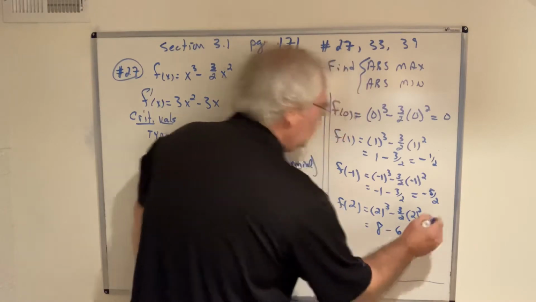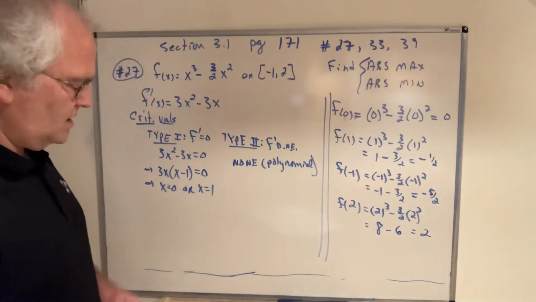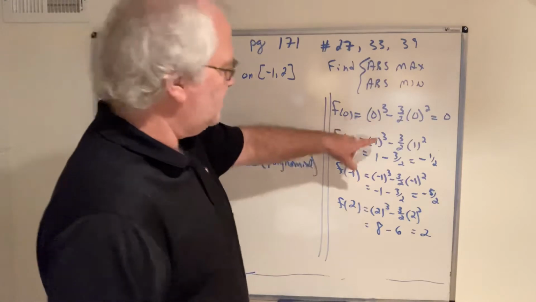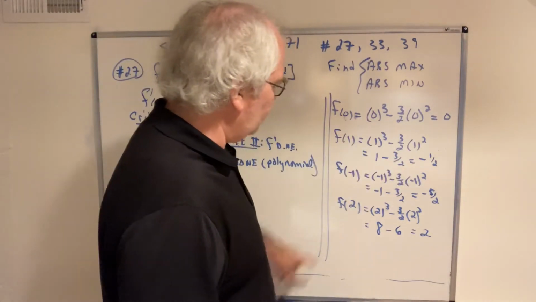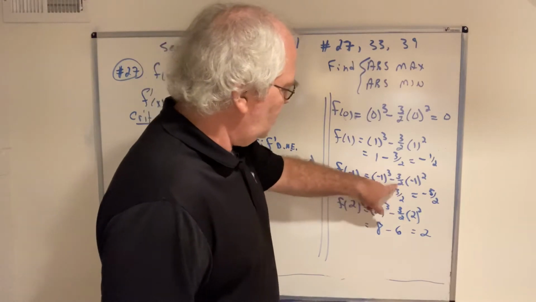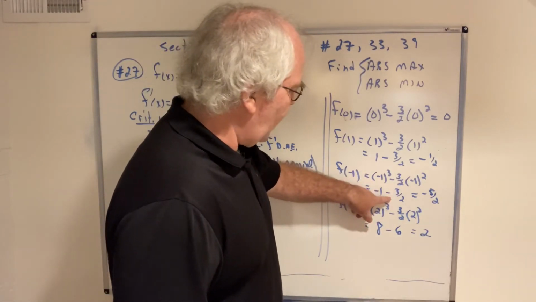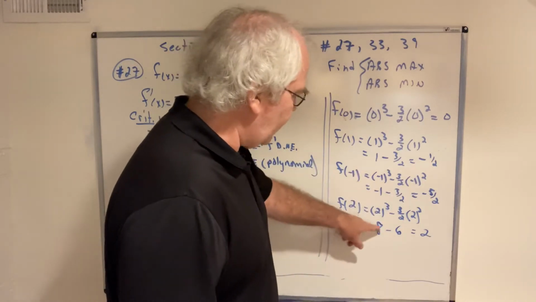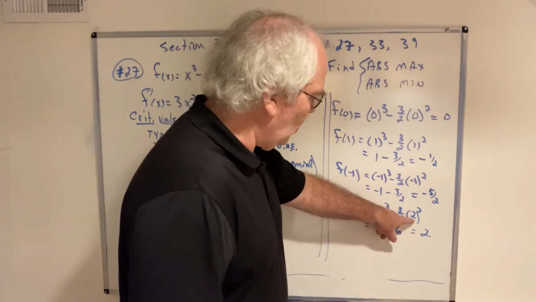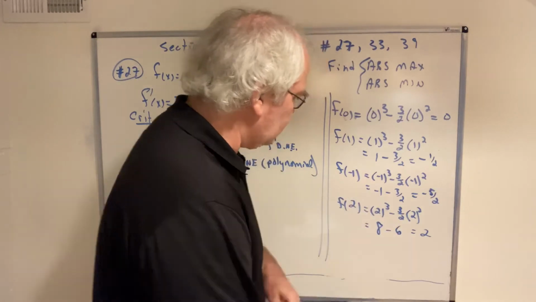If my arithmetic is correct, let me do that real quickly again. 0, 0, 0. For 1, 2 halves minus 3 halves is -1/2. That's right. For -1, that's -1 minus 3 halves, so -2 minus 3 is -5 over 2. That looks right. And for 2, that's 8, and this is 4. 4 times 3 is 12, over 2 is 6. That's correct.